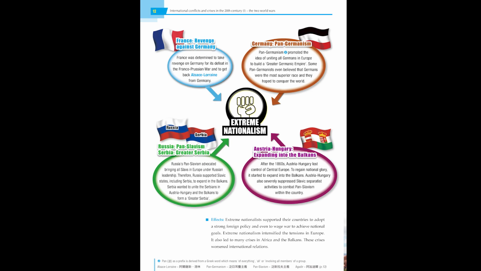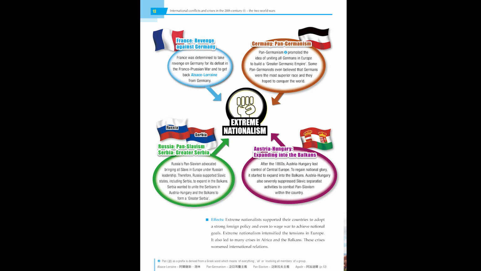Austria-Hungary. Expanding into the Balkans. After the 1860s, Austria-Hungary lost control of Central Europe. To regain national glory, it started to expand into the Balkans. Austria-Hungary also severely suppressed Slavic separatist activities to combat Pan-Slavism within the country.